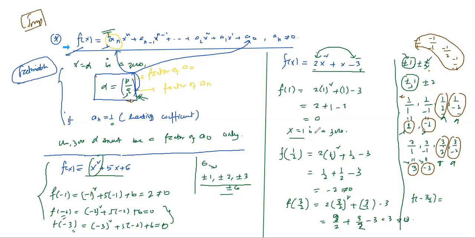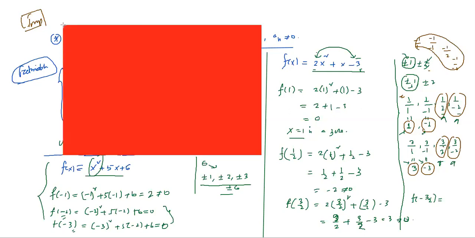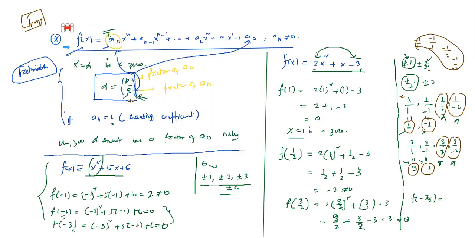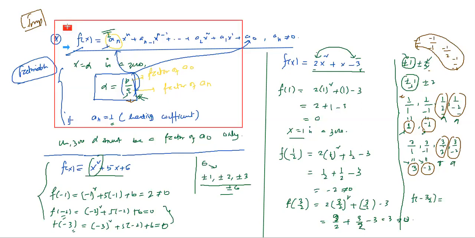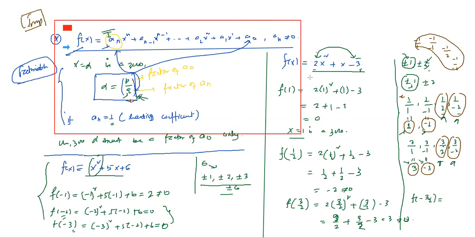Sir, it will give 0. Okay, it will give 0 means minus 3, x equal to minus 3 by 2 is a 0. So these two are very important. Please remember these things. These things are very important. You always try to remember this.